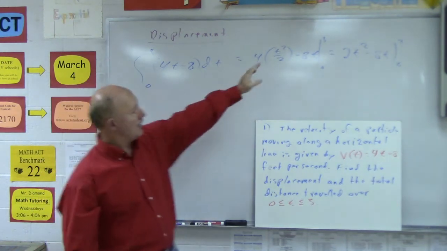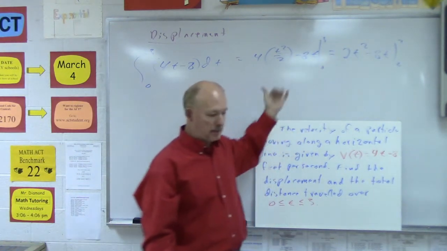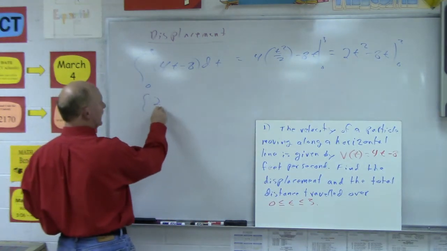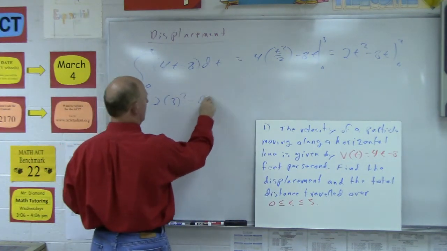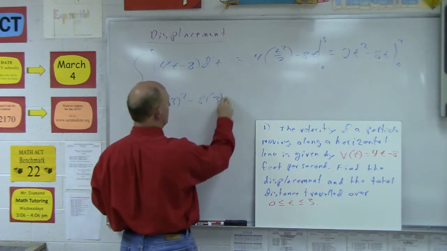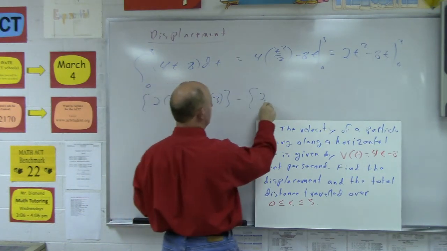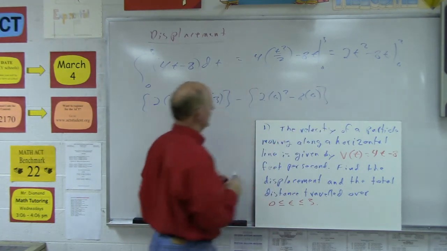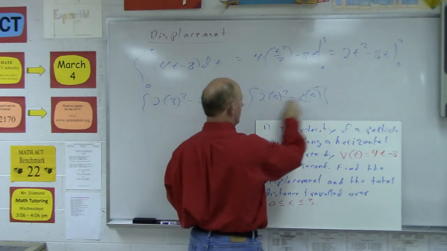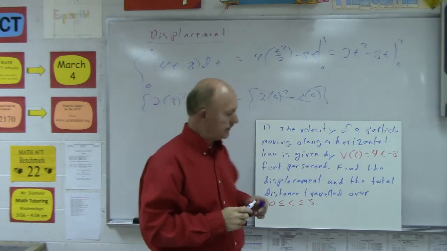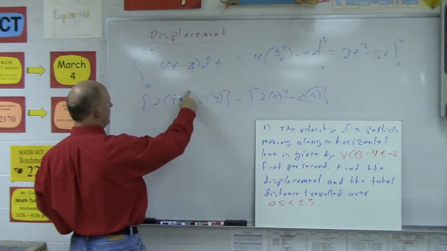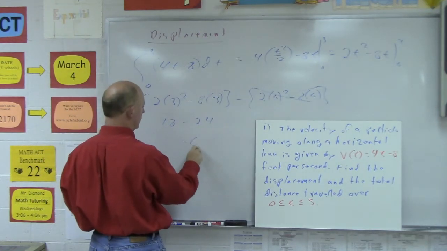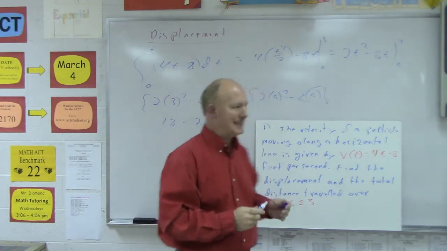To evaluate our definite integral, we'll substitute the upper bound minus the lower bound. Substituting 3 in for t first gives us 2 times 3 squared minus 8 times 3, minus the lower bound, 2 times 0 squared minus 8 times 0. That is all 0. So this will be 18 minus 24, which is negative 6. Our displacement will be negative 6.